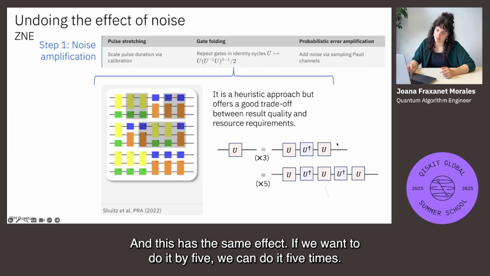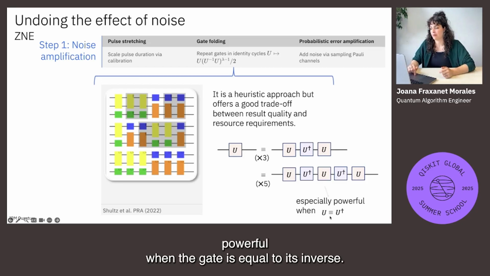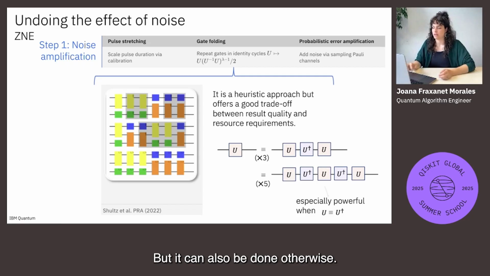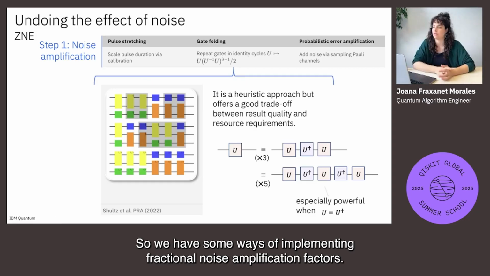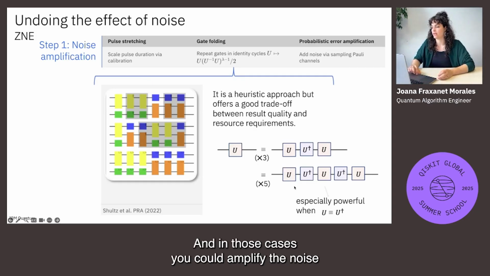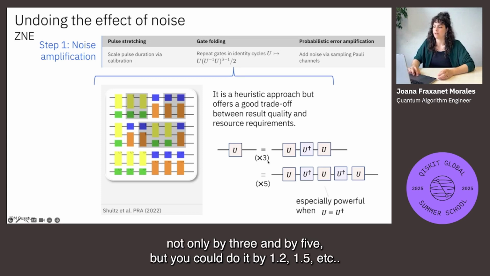And this has the same effect. If we want to do it by 5, we can do it 5 times. This is especially powerful when the gate is equal to its inverse, but it can also be done otherwise. And we even have some fractional ways. So we have some ways of implementing fractional noise amplification factors. And in those cases, you could amplify the noise not only by 3 and by 5, but you could do it by 1.2, 1.5, etc.